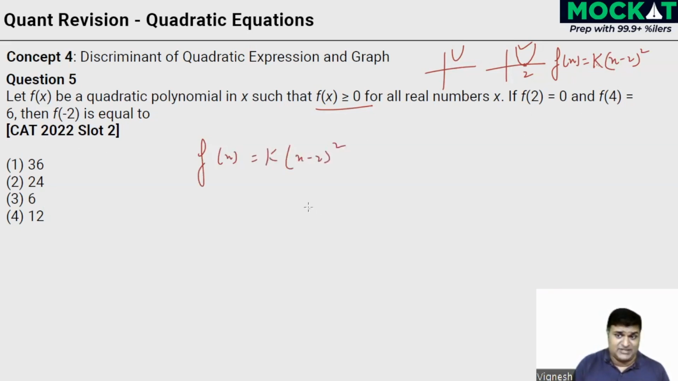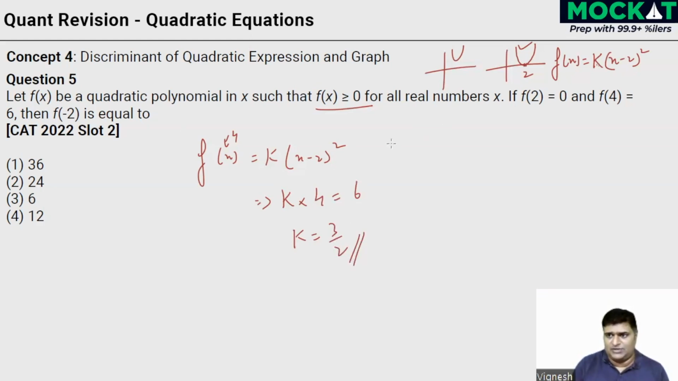F of 4 equals 6. So if this is 4, my output is 6, right? So if I substitute x equals 4, what am I getting? k into 4 minus 2 the whole square. That's 2 square, which is 4, comes to 6. So I found the k value of 3 by 2.